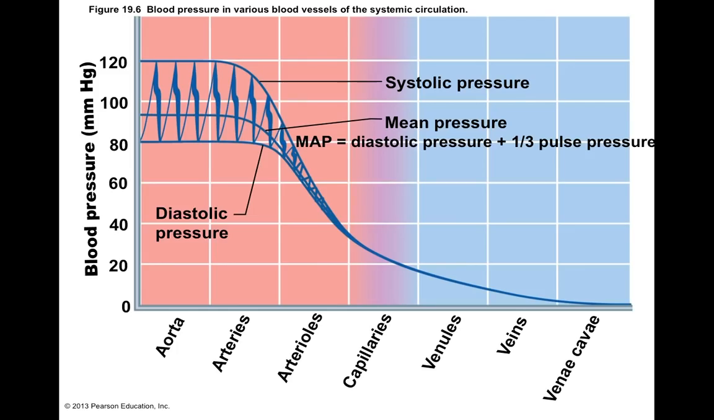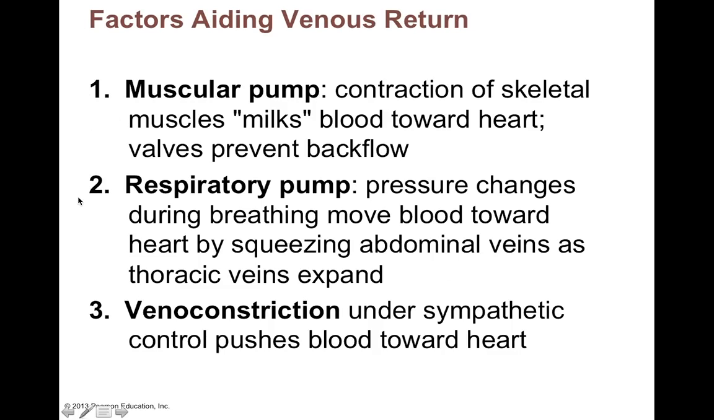So if we go back to this slide, notice how venous pressure gets pretty dang close to zero. You guys see that? By the time you get to the vena cava, the pressure in those veins is almost 0 millimeters of mercury. So what that means is we need something to help draw that blood up to your heart. The way venous blood gets back to your heart is basically these three major mechanisms: a muscular pump, a respiratory pump, and sympathetic venoconstriction.